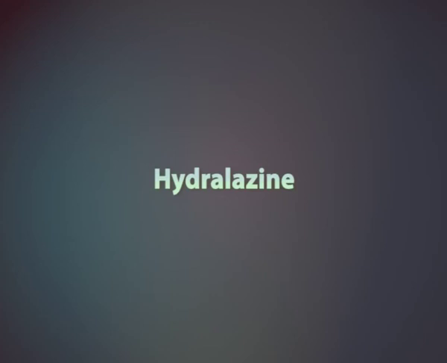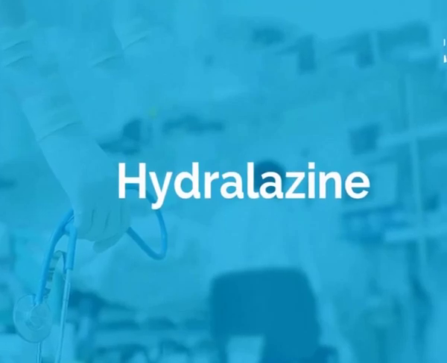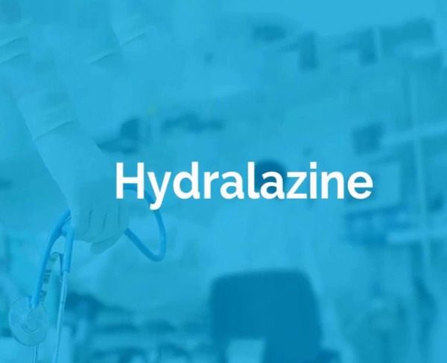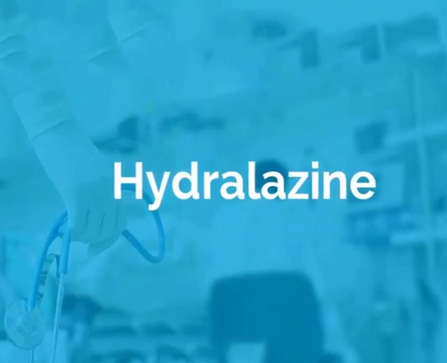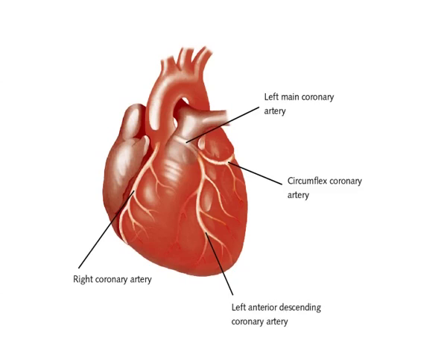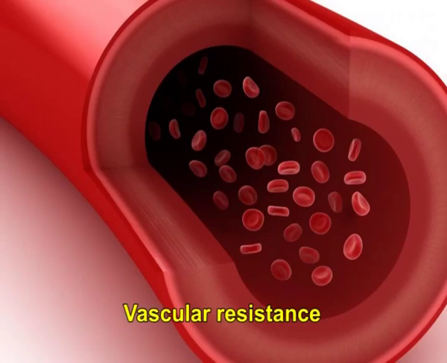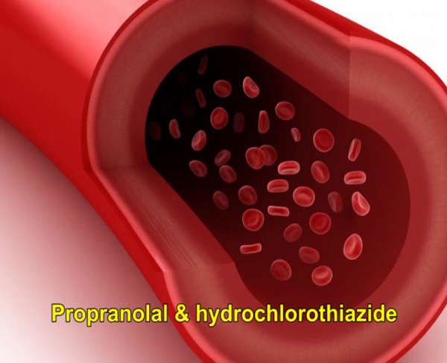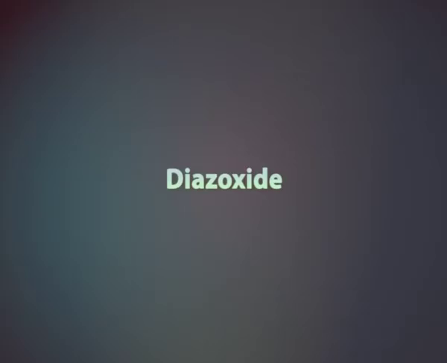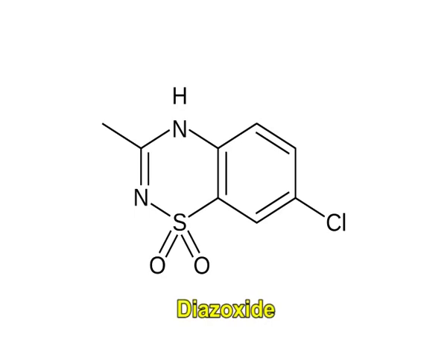Synthetic antihypertensive agents. Among synthetic antihypertensive agents, some important ones are as follows. A, hydralazine. It is an orally effective vasodilator that reduces peripheral resistance by direct relaxation of arterial smooth muscle. B, Minoxidil. It is useful in the treatment of severe hypertension resulting from increased vascular resistance. It is given in combination with propranolol and hydrochlorothiazide.